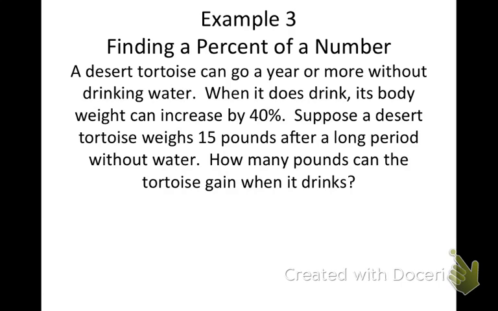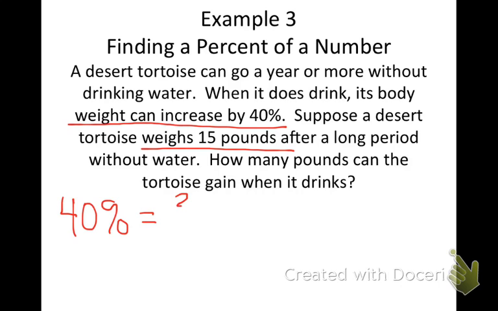The important information that they're giving you is that its weight can increase by 40%. We also know that the tortoise weighs 15 pounds. So we need to find out 40% of 15 pounds. Let's use the fact that 40% equals 2/5. Then we can just multiply.